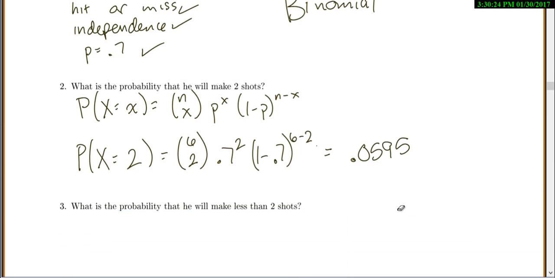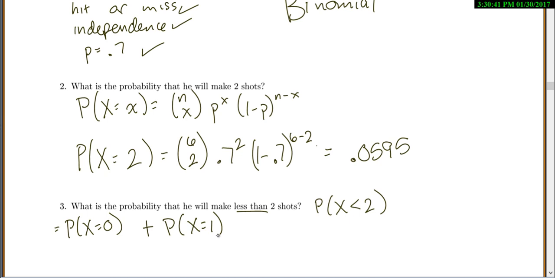Next, what if we want the probability that he makes less than 2 shots? So the probability that x is less than 2. Notice less than 2 means we're not going to include the 2. So less than 2 shots would be the probability that x equals 0 plus the probability that x equals 1. So you have to find the probability for each number that's less than 2.